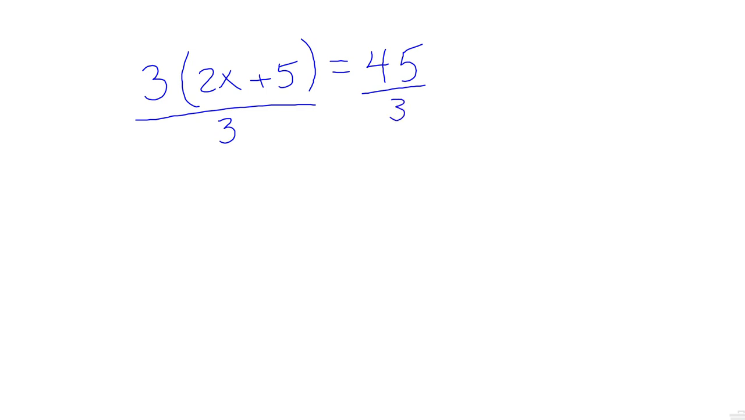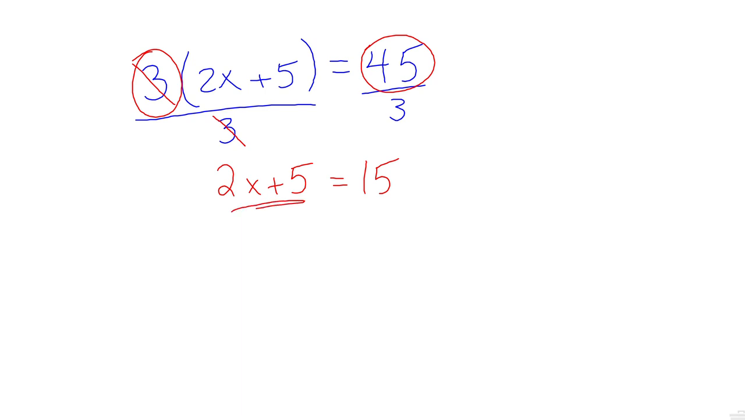When I do that, 3 divided by 3 is just 1, those cancel out, and we're left with 2x plus 5 equals 45 divided by 3, which is 15. Chances are, if that 45 didn't divide nicely by the 3, then we're probably not going to want to use this method, because we'd end up with a fraction right off the bat that we'd have to deal with as we solve. But since 45 divides nicely by 3, there's nothing wrong with dividing both sides by 3 first. Now it looks just like a two-step linear equation.